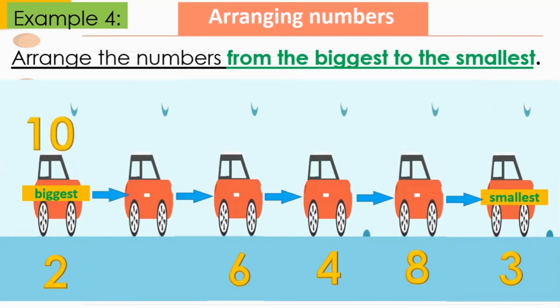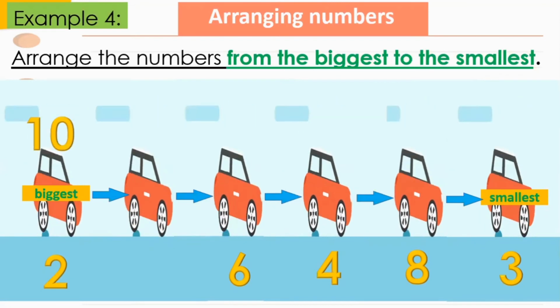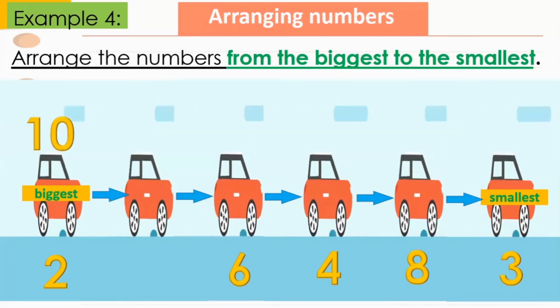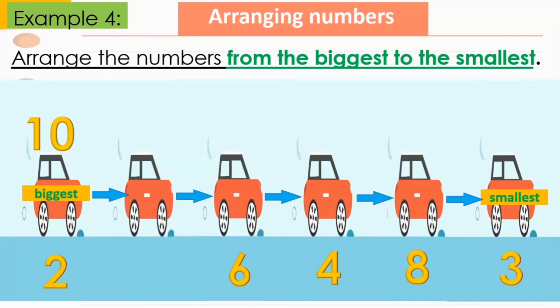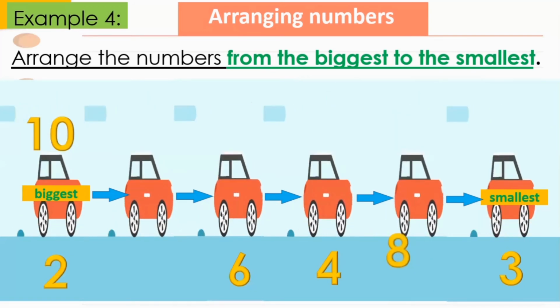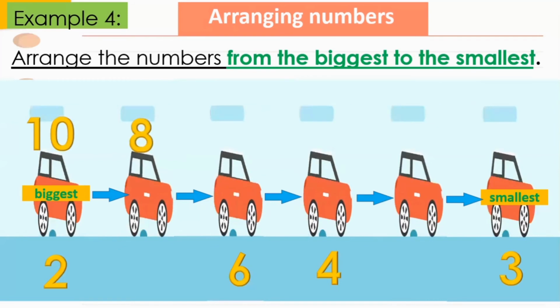Followed by, we have here the remaining numbers. As we all know, 8 is bigger than 2. Yes, Teacher Joy? It is also bigger than 6. Yes. Is 8 bigger than 4? Yes. And also 8 is bigger than 3. Therefore, 8 will be the next number in the line.